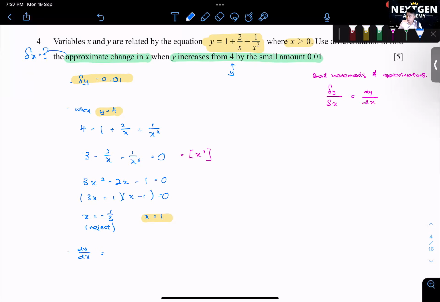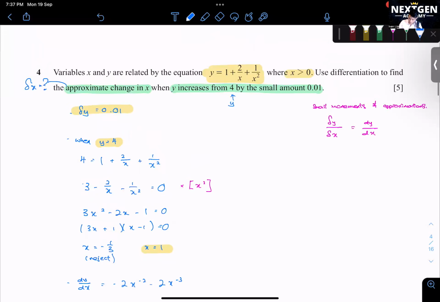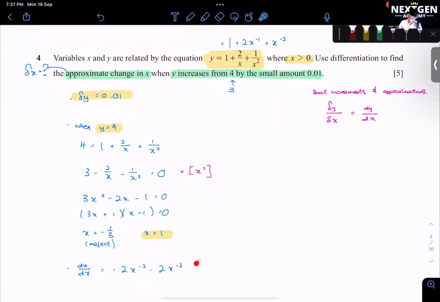Okay, what is dy over dx? Negative 2x to the power of negative 2 minus 2x to the power of negative 3. Okay, you all just go and change this one. Yeah, I did the shortcut already. This one you can just change it to plus 2x to the power of negative 1 plus x to the power of negative 2. Okay, we just differentiate this, you get this.